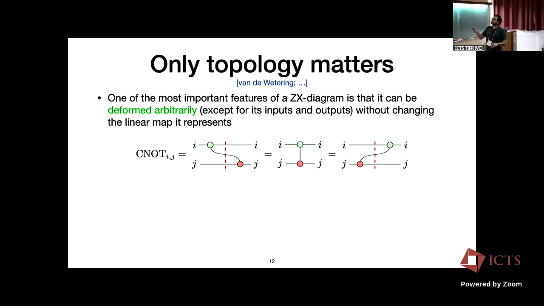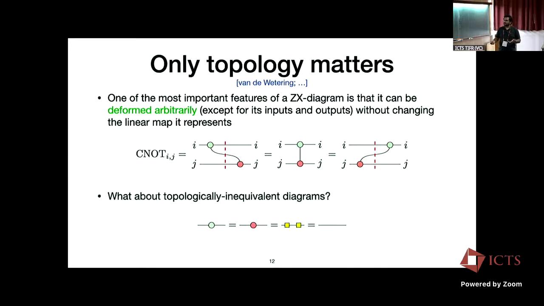This goes under this slogan, only topology matters. But then you could ask, what about topologically inequivalent diagrams? If I just give you two ZX diagrams, are they the same linear map or not? And in fact, there are relations between the generators. They're not all independent. For example, if I take this empty green spider with two legs, that's the same as the identity operator. Or a more familiar example is this Hadamard. If you take two Hadamards, H squared is 1.